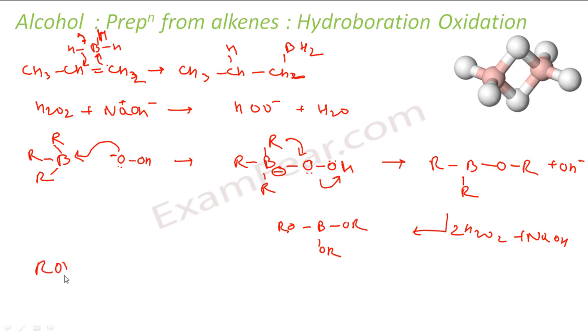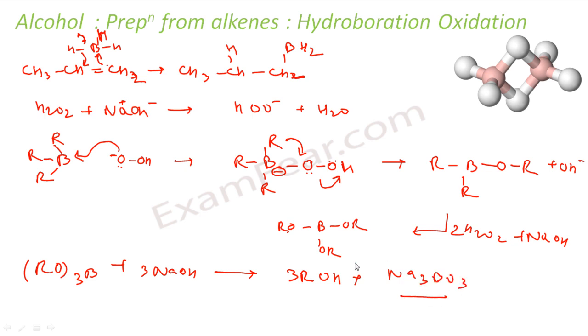Now if you have this and you add NaOH to it, 3 NaOH, because we have 3 here, you get 3 ROH and Na3BO3. This is my reaction. So if you see here, you get primary alcohol. So this is my typical hydroboration oxidation reaction.